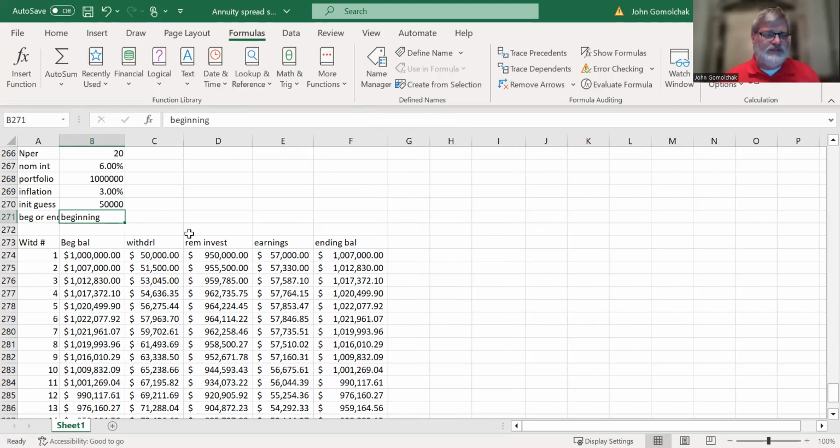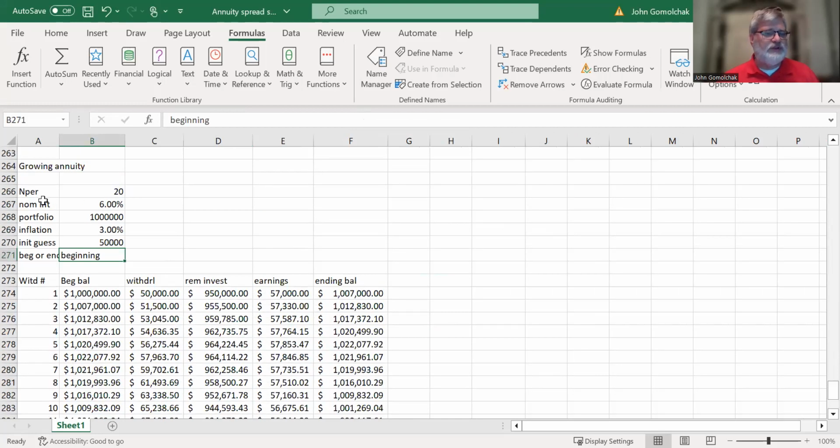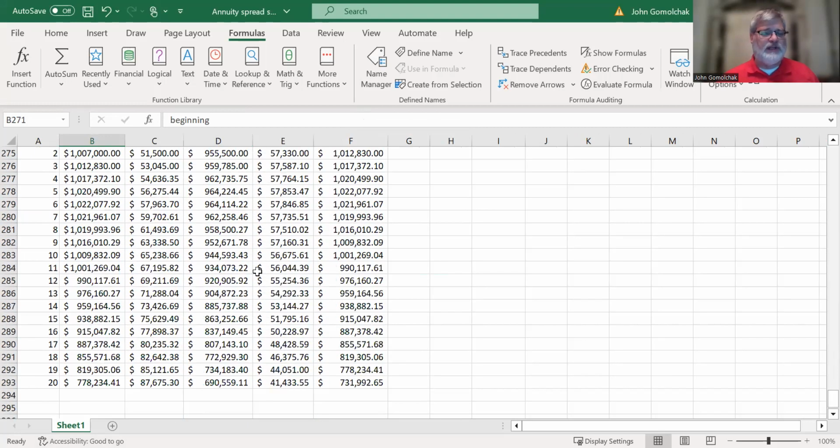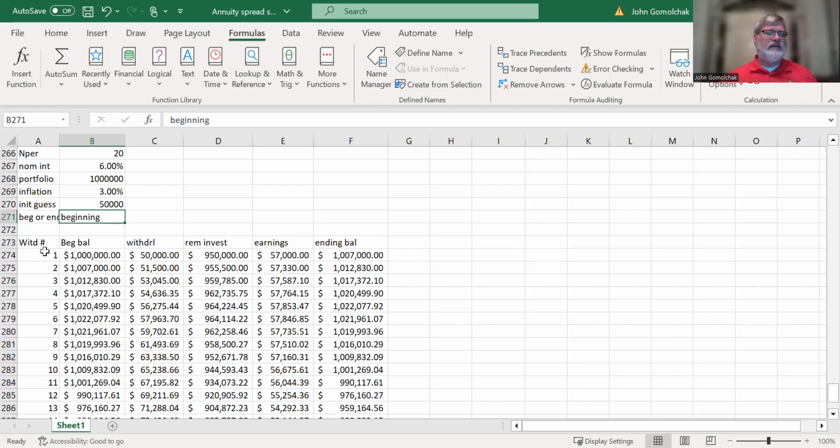All right, so when I set it up using the number of periods being 20, the nominal interest being 6%, the portfolio available for investment of $1 million, inflation is 3%, the initial guess being $50,000 of withdrawal in the beginning or the end of the period. So I set up the spreadsheet for 20 periods, 20 years. And this is the way that I set it up. I numbered the years, then I had a column for beginning balance. So beginning balance was $1 million. What was my withdrawal? The $50,000 was my initial guess.